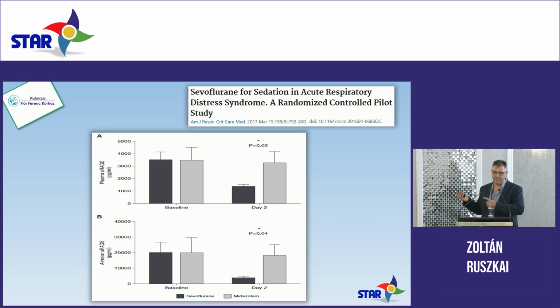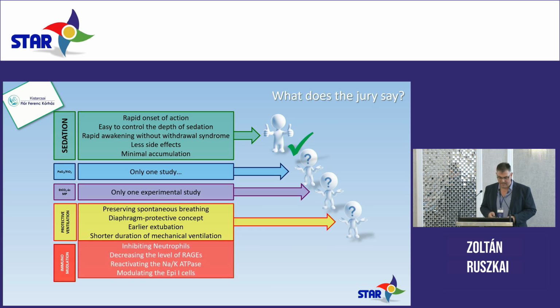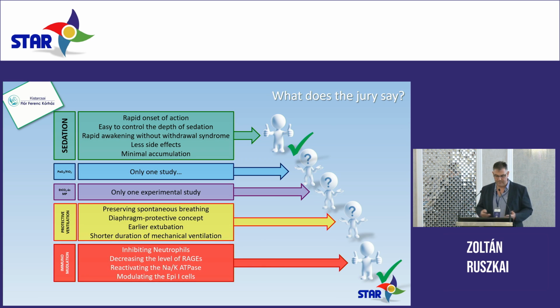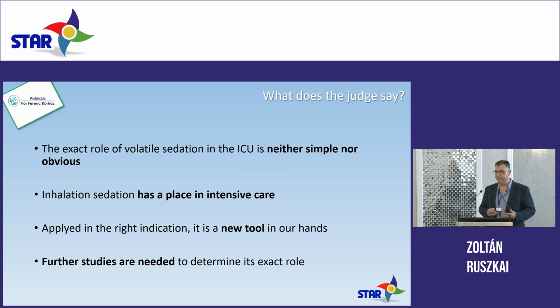And this was a randomized controlled pilot study where they found that the level of RAGEs was also significantly lower in the alveolar fluid and in the plasma also. So what does the jury say? Inhibiting neutrophils and decreasing the level of RAGEs is a good thing for us. And finally, what does the judge say?